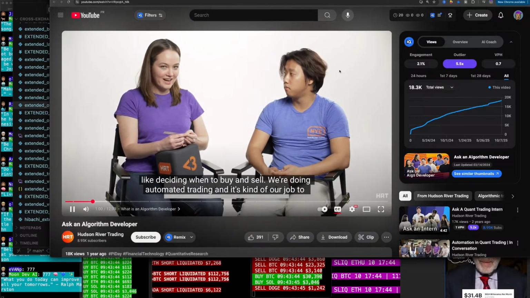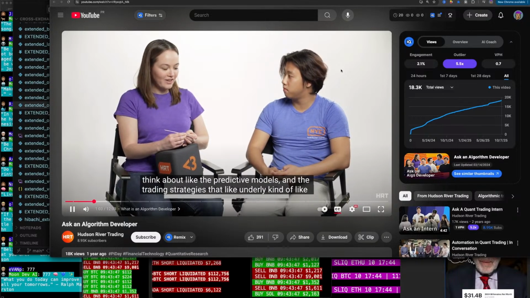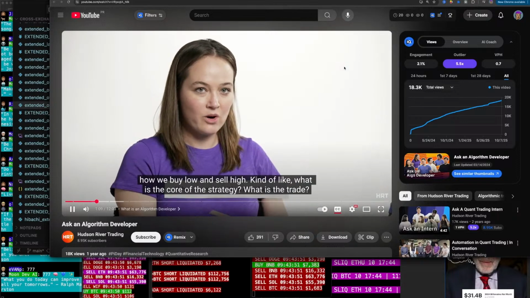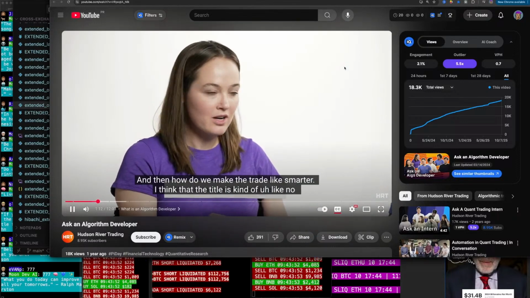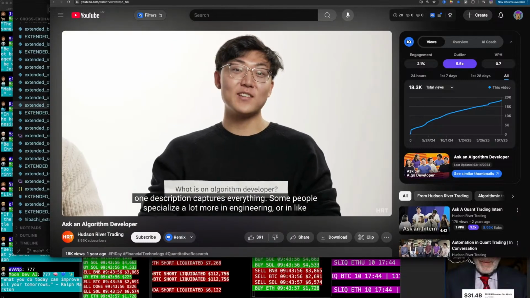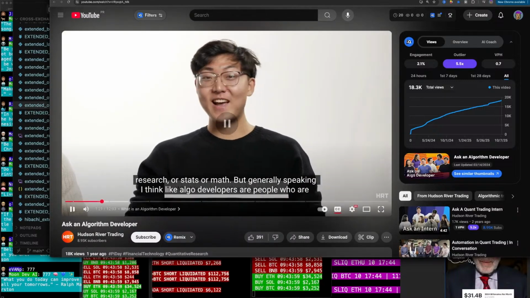We're doing automated trading, and it's kind of our job to think about like the predictive models and the trading strategies that like underlie kind of like how we buy low and sell high. Kind of like what is the core of the strategy, what is the trade, and then how do we make the trade like smarter? I think that the title is kind of like no one description captures everything. Some people specialize a lot more in engineering or in like research or like stat.